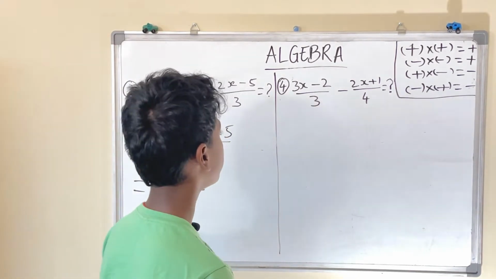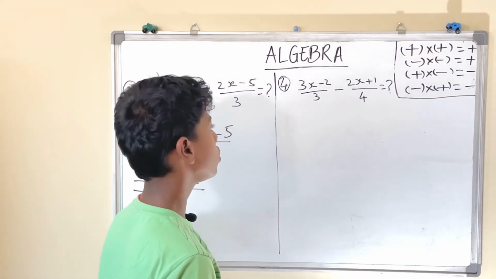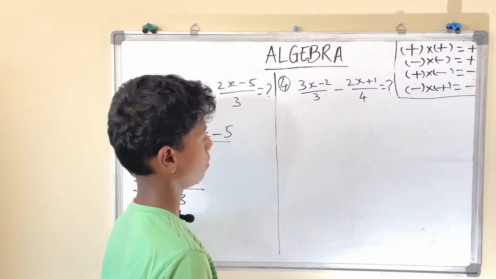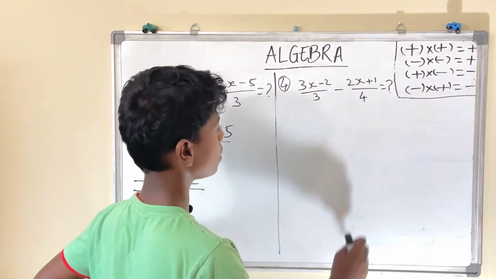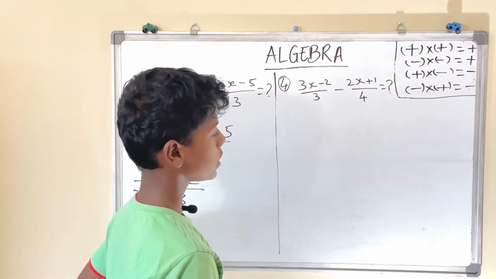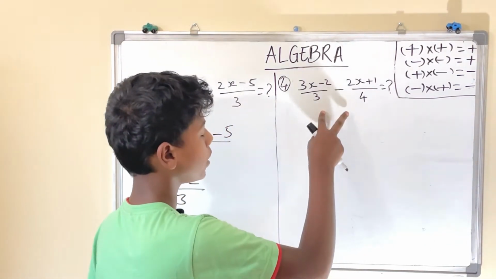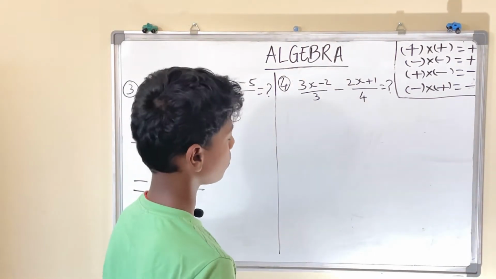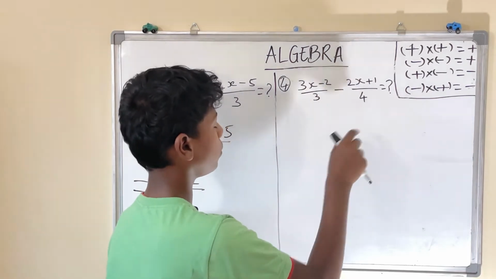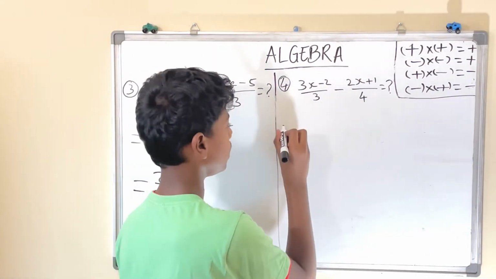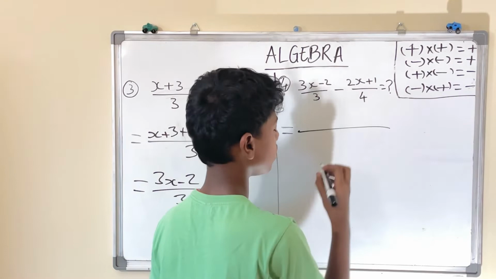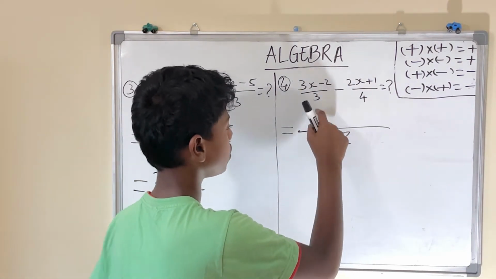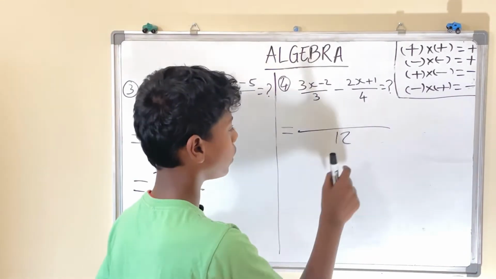So question 4, 3x minus 2 over 3 minus 2x plus 1 over 4. So here in this question, we have different denominators. So we need to find a common denominator for both of these, 3 and 4, before we can solve our equation. So our common denominator for 3 and 4 is 12. So I'm going to write an equal sign, and I'm going to write a big fraction line with 12. So here we're going to see what times 3 equals 12. 3 times 4 equals 12.